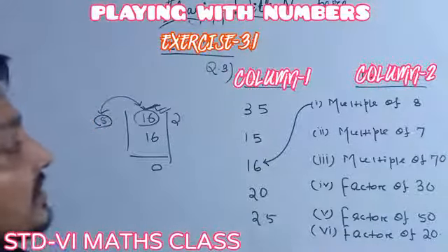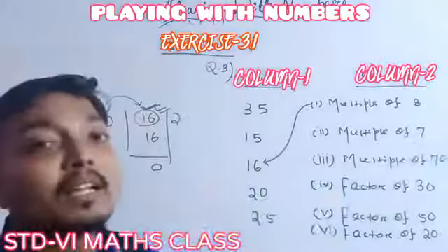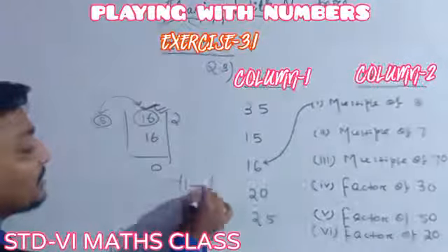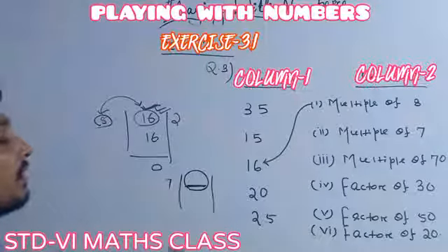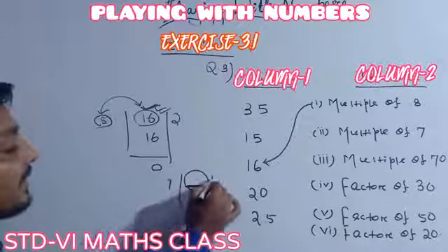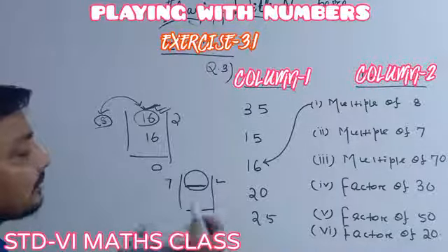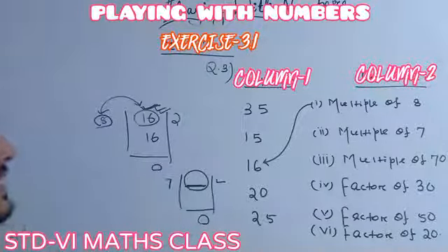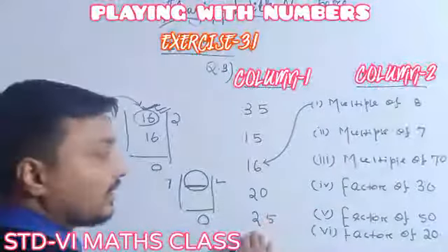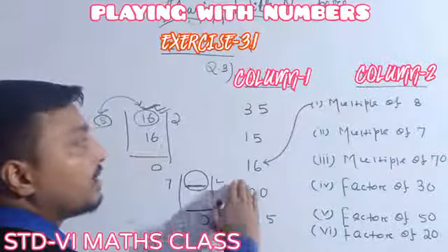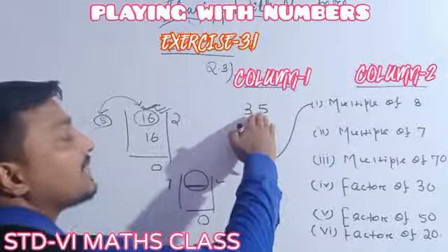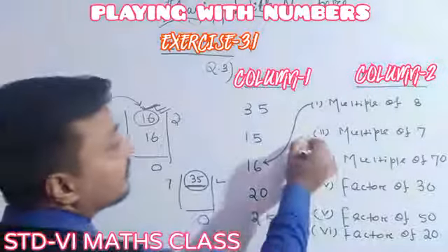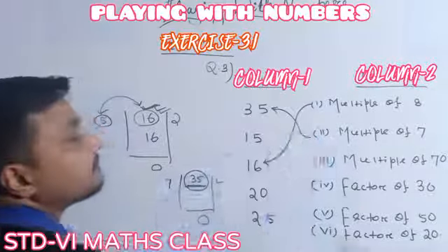Ready? Next question. Multiple of 7, just like this one. Multiple of 7 means, tell me which number is a multiple of 7. Multiple of 7 means whenever I do 7 into how much such that the remainder will be 0. Otherwise, which number will be completely divisible by 7. See, 7 cannot divide this number completely, cannot divide this number completely, cannot divide this number completely, but 7 times 5 is 35. So 35 can be divided by 7. So the multiple of 7 is our 35.